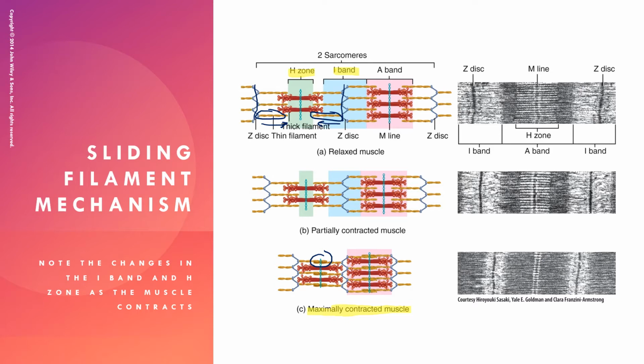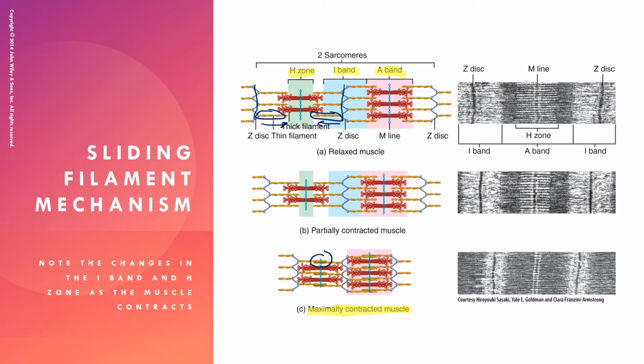The width of the A band, however, see that right here, and also the individual lengths of the thick and thin filaments, this remains unchanged. They don't change their length at all. They actually just overlap one another.